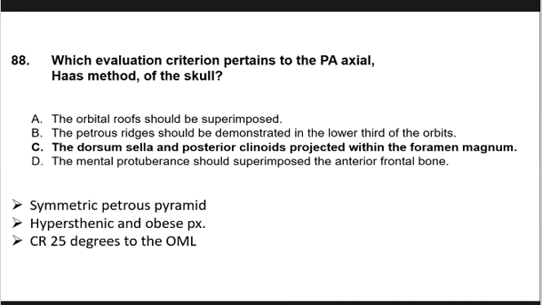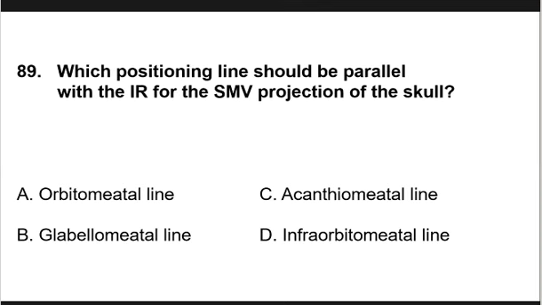The dorsum sella and the posterior clinoid process are located within the foramen magnum. The petrous pyramid is symmetric in position, and this is also for the hypersthenic and obese patient, and the central ray is 25 degrees to the OML for the HAAS. So ang HAAS method is applicable also, I repeat, for when the patient is hypersthenic or obese patient.